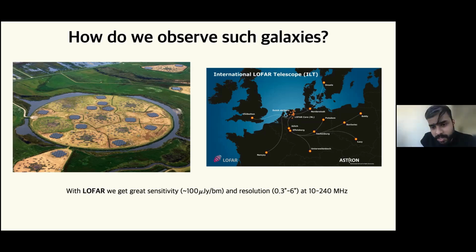And LOFAR is a special instrument for this purpose, because as you can see on the image on the right, it has stations here in the Netherlands because it was a Dutch project. But then it also has stations spread out all over Europe, pretty much northwestern Europe. So you have the UK, France, Spain, Germany, Italy, Latvia, Sweden, and there are plans to expand it even more. So the idea is that we can now mimic a dish as big as entire northwestern Europe. So this allows us to have great resolution. We can go from sub-arcsecond resolution of about 0.3 arcseconds to 6 arcseconds, 20 arcseconds simultaneously. And we also have great sensitivity, about 100 microjansky per beam, which is very good at 50 to 100 megahertz frequencies.